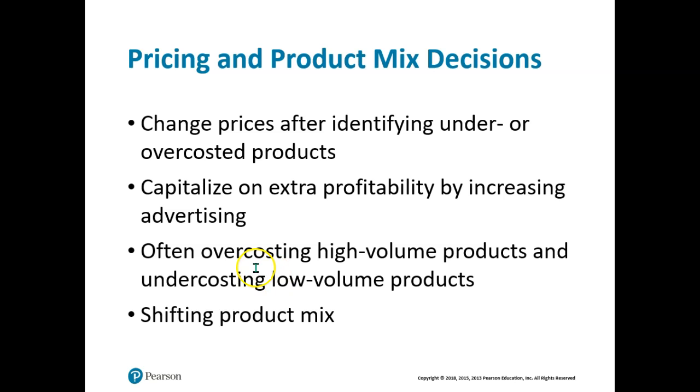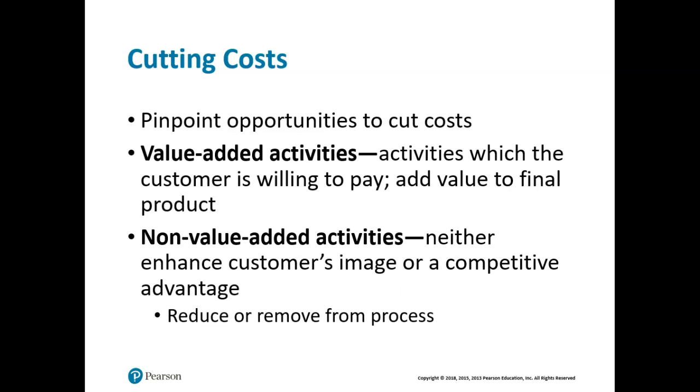maybe by increasing advertising. And often what happens is that with an overall rate, we overcost high volume products and undercost low volume products. Okay, if you're using a plant-wide rate, because the high volume products will eat up all the overhead. Okay, and we'll also maybe shift product mix. We might be doing something completely different.